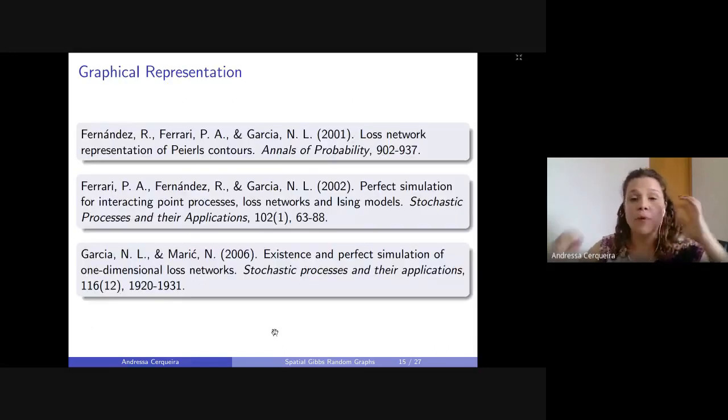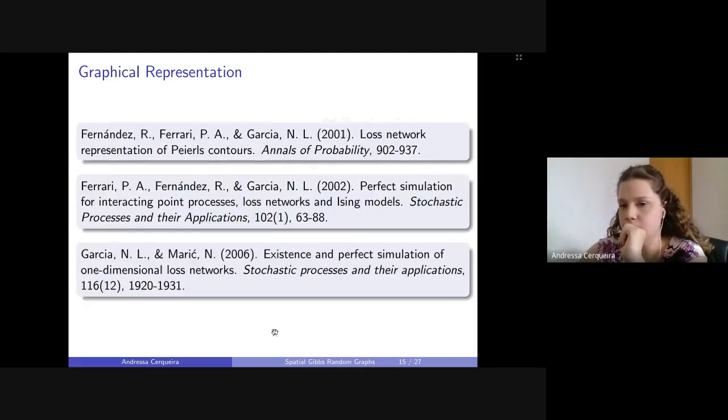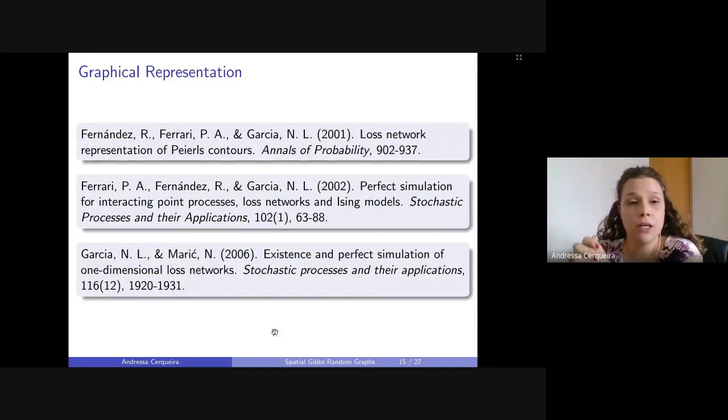So the construction that I'm going to use here is based on a graphical representation of this process that I defined here. This graphical representation was used before. Here are 3 works that introduce this representation. And this representation gives rise to one idea of a clan of ancestors of the edges of the graph, which I'm going to explain, and how it's interesting for us to use this idea of clan of ancestors.